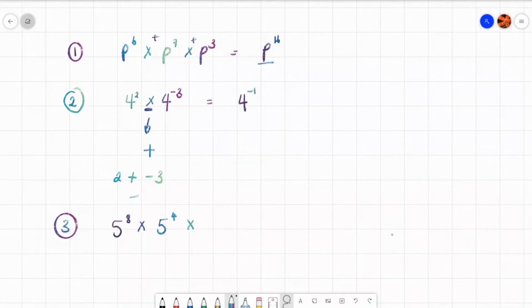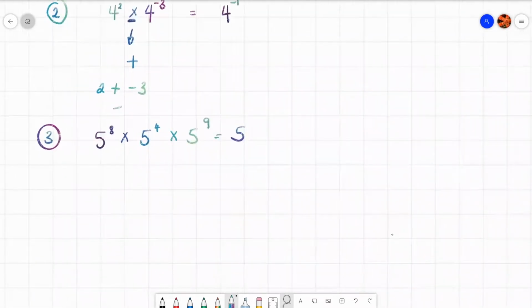Okay. Number 3, we could have something like 5 to the power of 8 times 5 to the power of 4 times 5 to the power of 9. Okay, again, we just add the powers. So I do 8, add 4, add 9 to get 21, 5 to the power of 21.